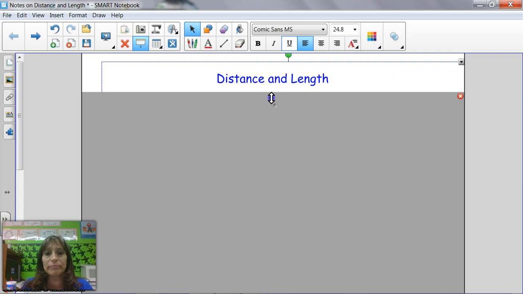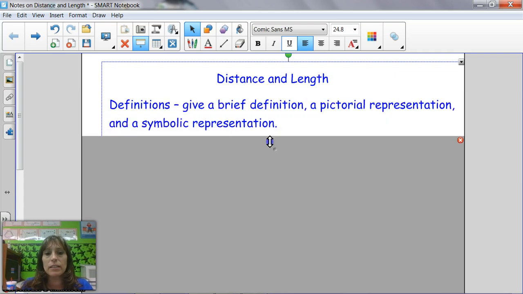So let's get started. Tonight I have several definitions, and not only are we going to give a definition of some words, we're also going to show a picture representation as well as a symbolic representation. That means what it would look like if I was just going to quickly put it up on the board and I said, for instance, line AB is parallel to line BC.